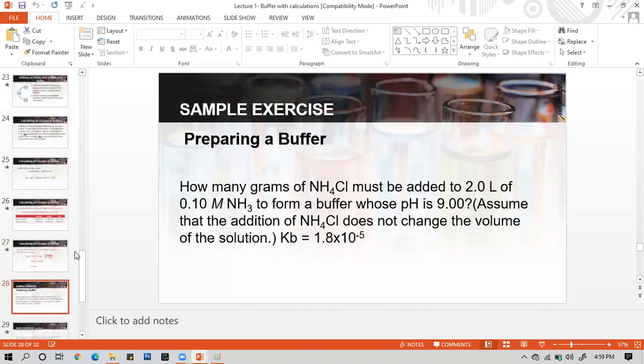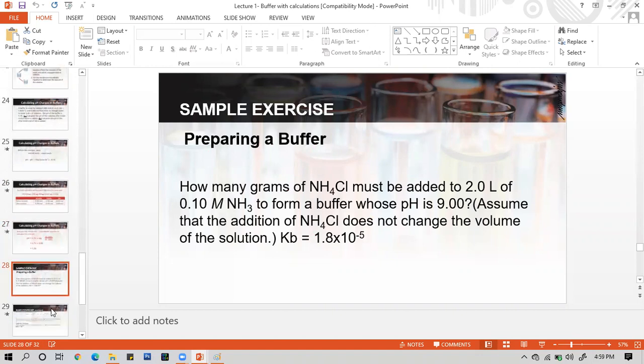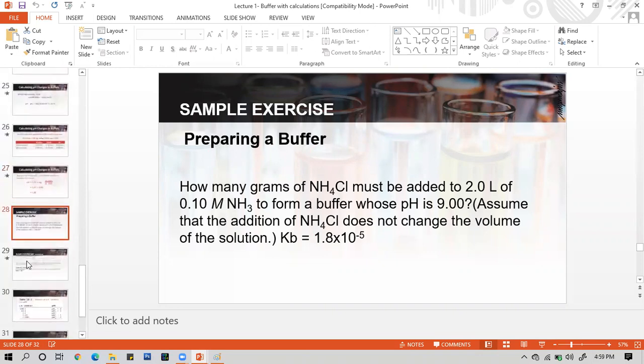Then, for our sample exercise here, which is preparing a buffer, paano ba tayo mag-prepare ng buffer dito?